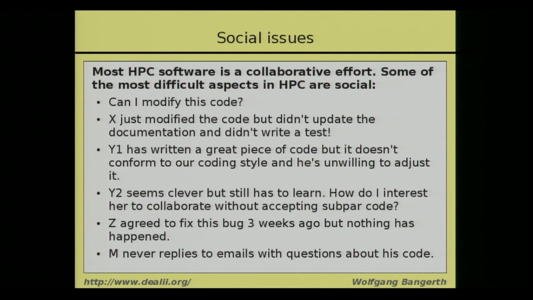So deal.II is a project where we have, well, maybe half a dozen people who regularly commit stuff into the repository. And then there's maybe two or three dozen people who occasionally do so. So this is a community of people, and we have to get along. I mean, we're not machines. We have feelings. We talk to each other. We get along, or maybe we don't get along.